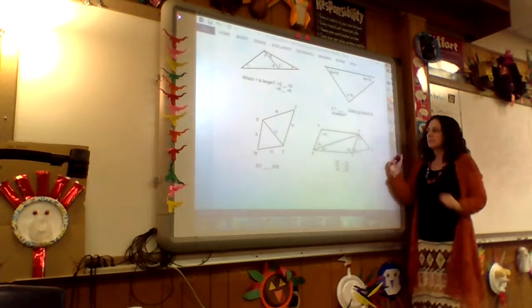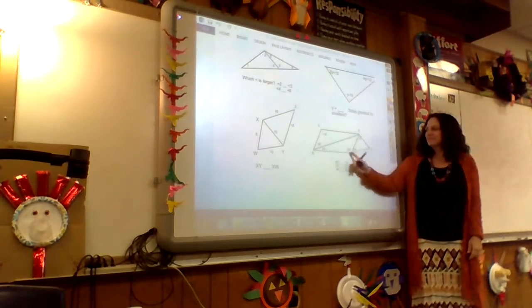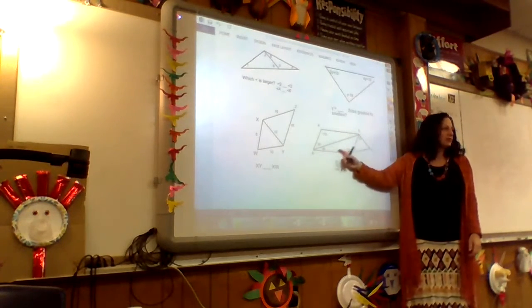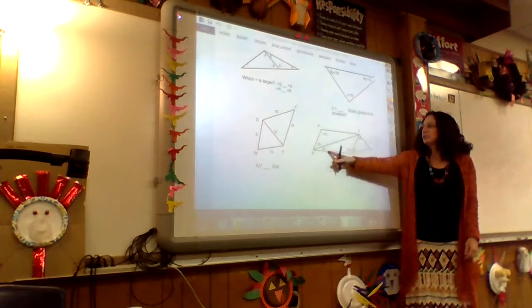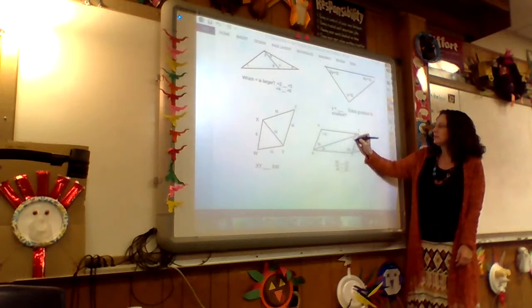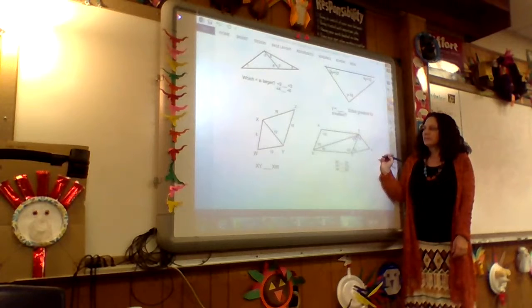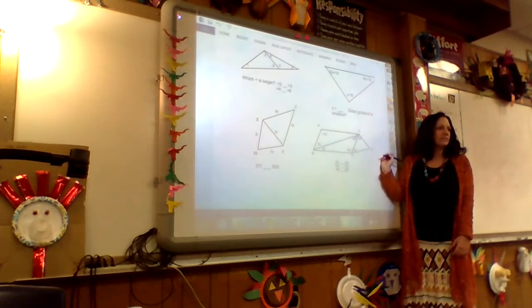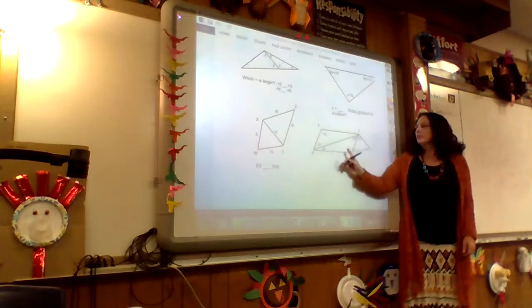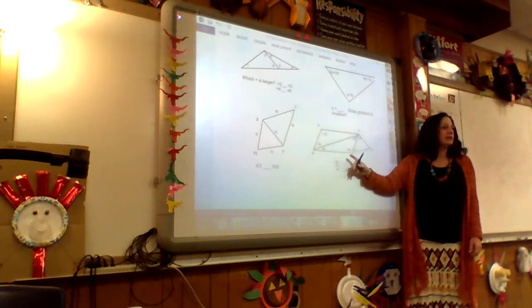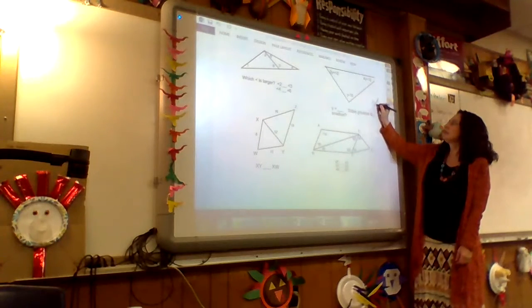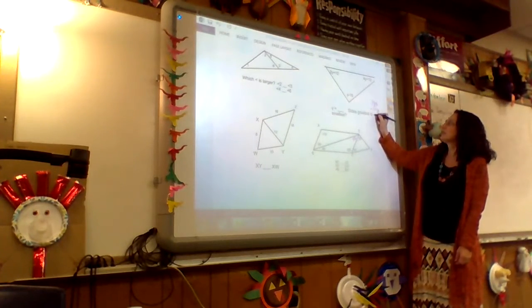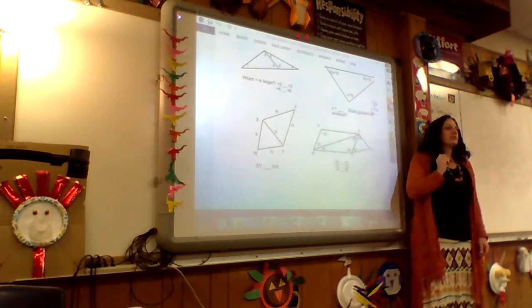How can I find that angle? 40. Literally just add the two and then find the difference. Okay, so subtracting 140 from 180 gives me 40. Wait, why is that 180 then? Because that's the total of the angles in a triangle.